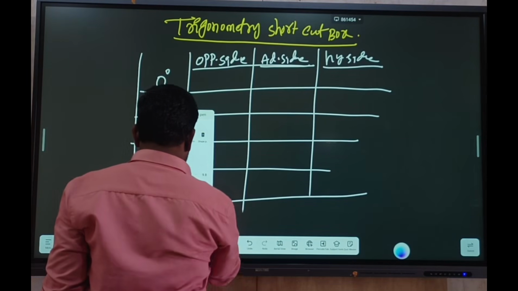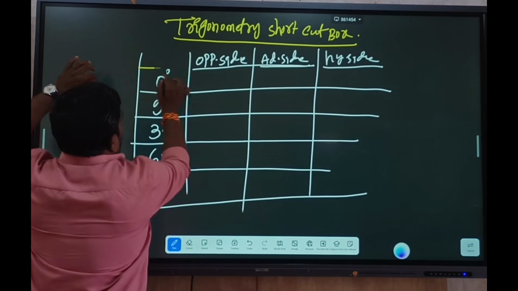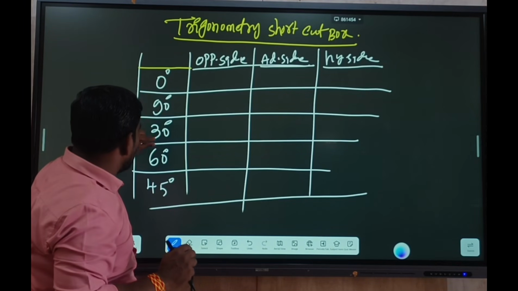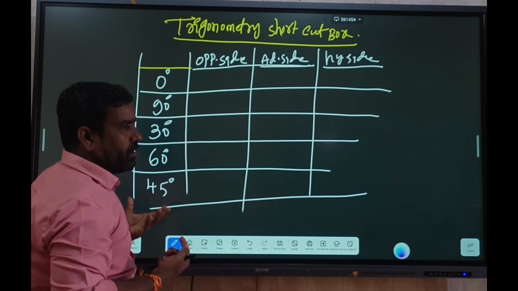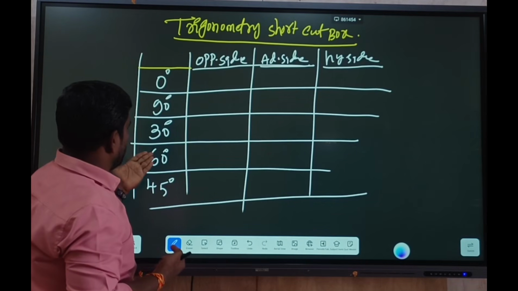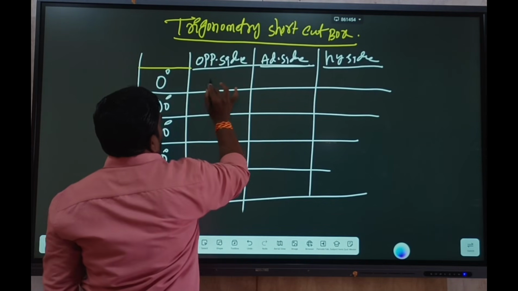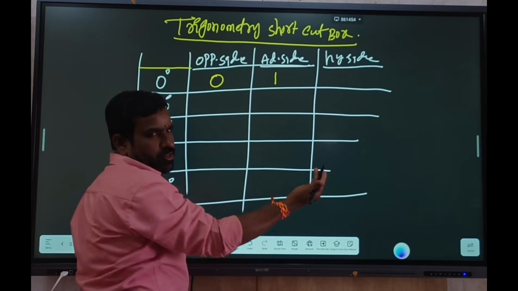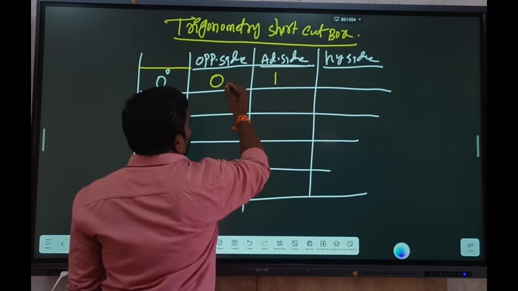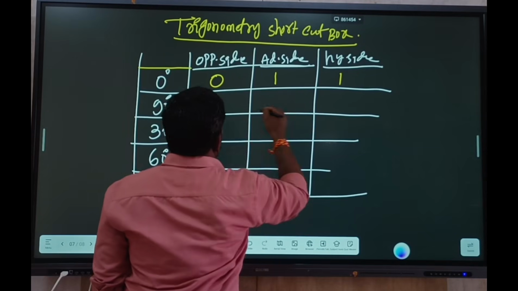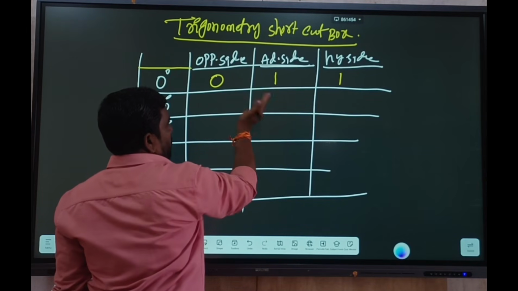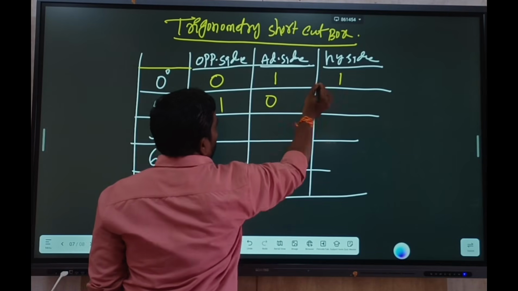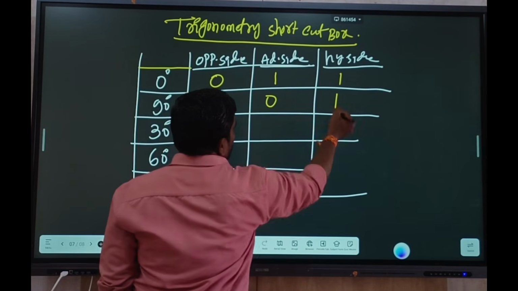Listen. How to use the 0 degree? First I take 0 degree. Here: 0 degree, 90 degree, 30 degree, 60 degree, 45 degree. Now I'm taking simple 0 here. 0, and this is 1. It is a shortcut trick. 0, 1: the hypotenuse is also 1. Reverse it on the right: 1, 0. 1, 0 is also 1.